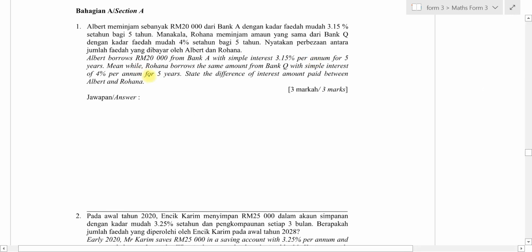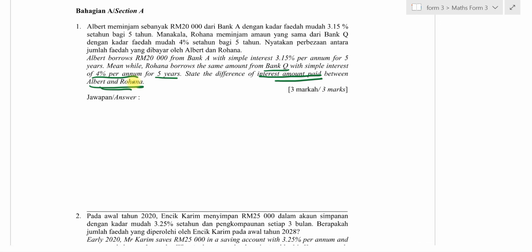Meanwhile, Rohana borrowed the same amount from Bank Q with simple interest 4% per annum for 5 years. Simple interest also. State the difference of interest amount paid between Albert and Rohana. Now we have to calculate the interest for one person, then the other person, then find the difference between them.